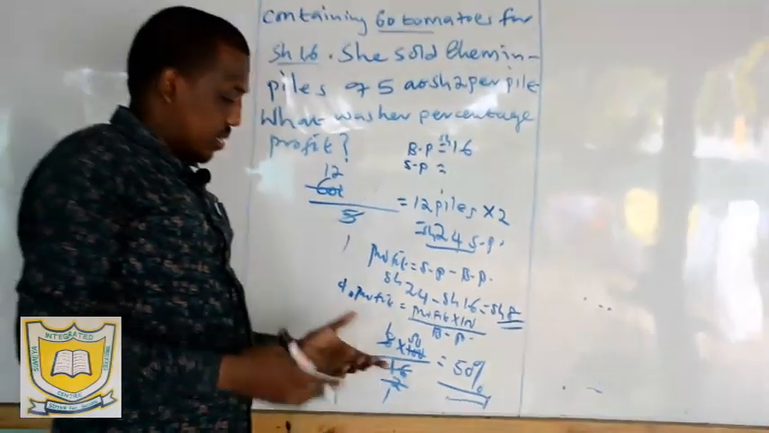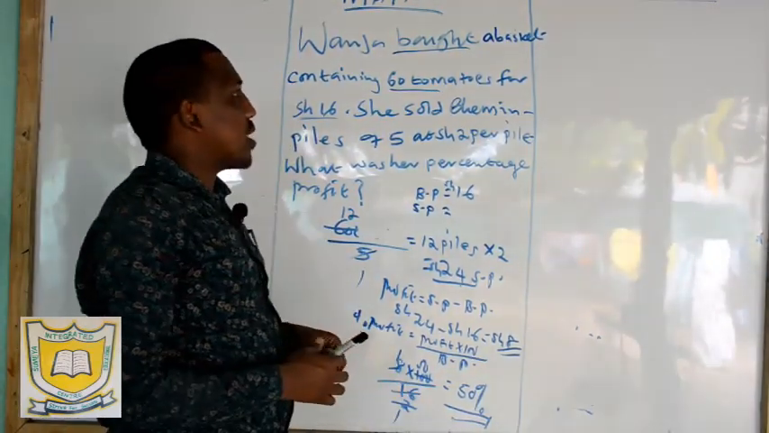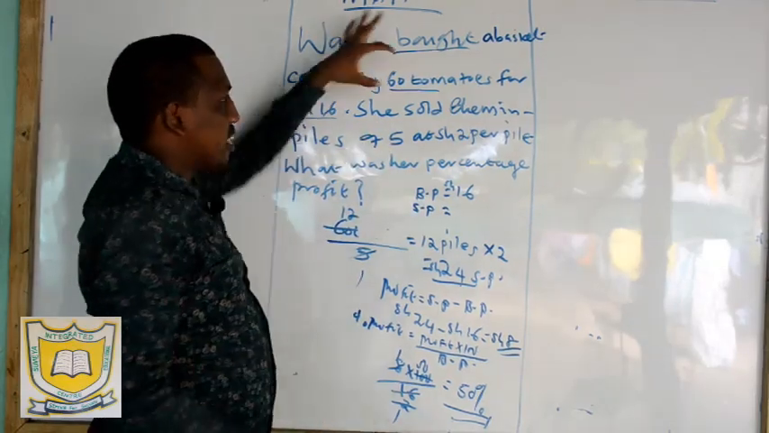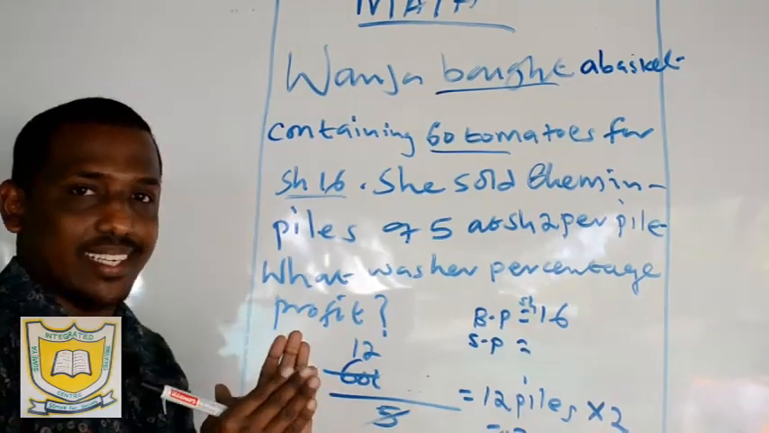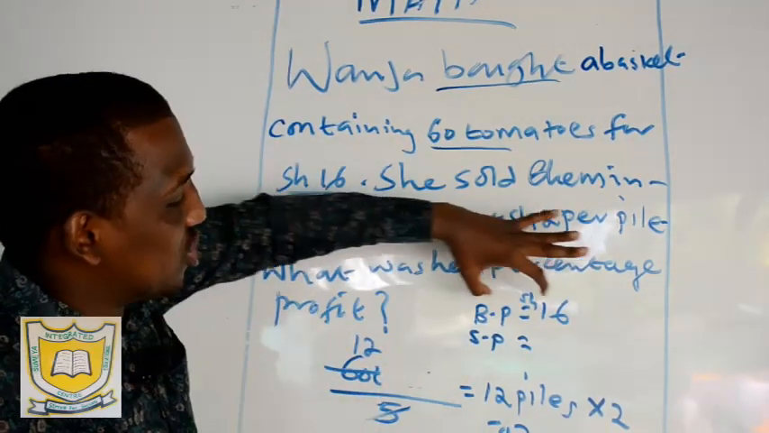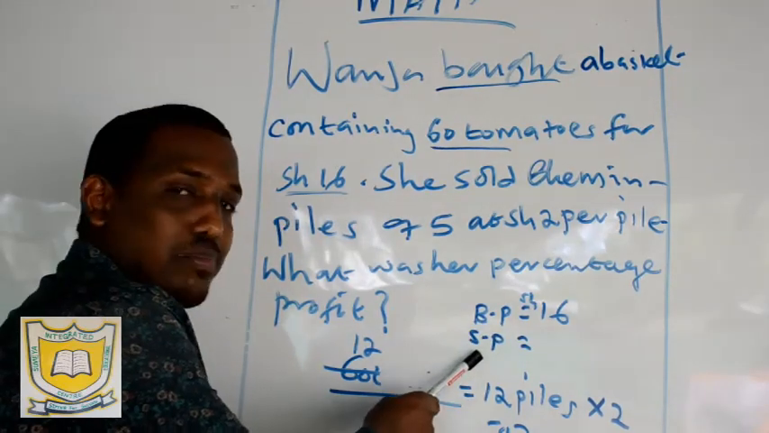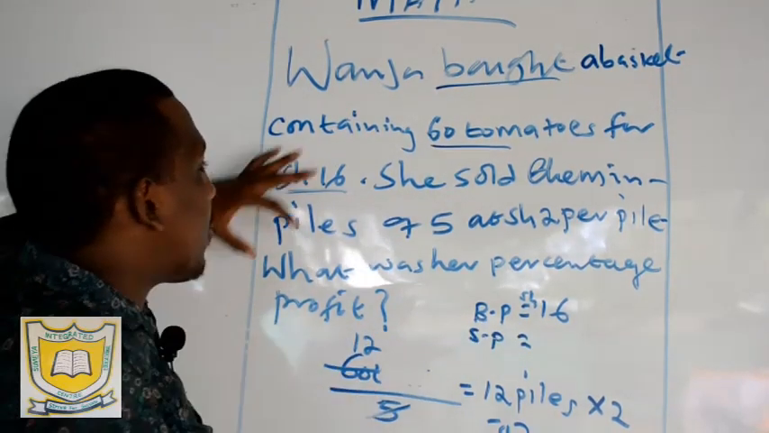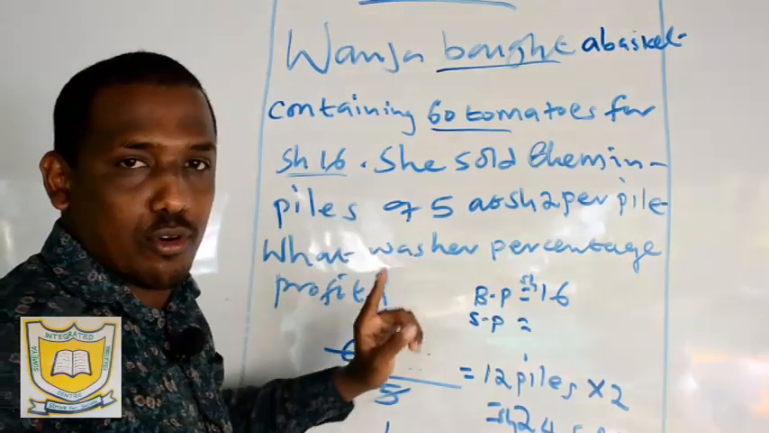It's also very common in exams. You are told Wanja bought a basket containing 60 tomatoes for shillings 16. Buying price, shillings 16, is there. She sold them, selling price, in piles of 5 at shillings 2 per pile. But we don't have the number of piles; we must get it.